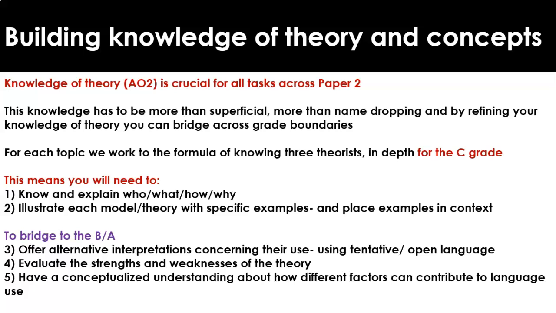So for a C grade, for a theorist, who are they, what were they doing, how and why, and can I illustrate? To bridge to the B and the A, you need to be able to offer alternative interpretations. So we use tentative and open language. We need to be able to evaluate the strengths and the weaknesses of a theory. It is okay not to agree with a theorist. We don't have to just assume they're right because we're studying them. And we want a conceptualized understanding about how different factors can contribute to language use. Now, a conceptualized understanding is really the ability to bring lots of the theoretical ideas together under bigger conceptual headings. Now, all of that, 3, 4 to 5, are A grade characteristics that we start to still think about quite early on.